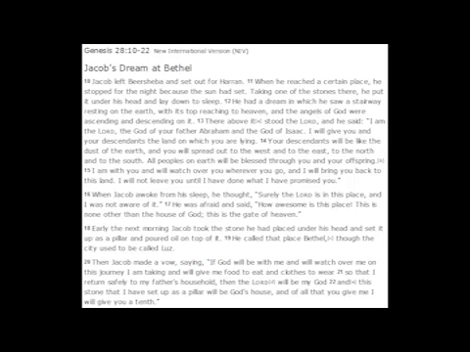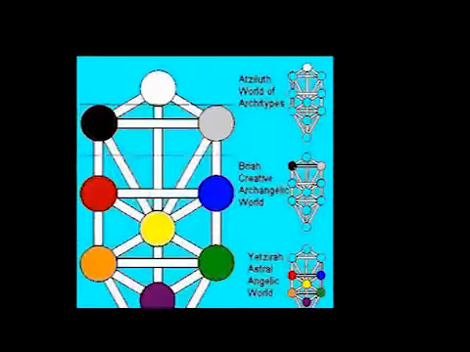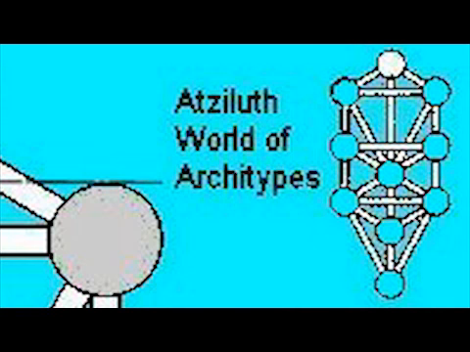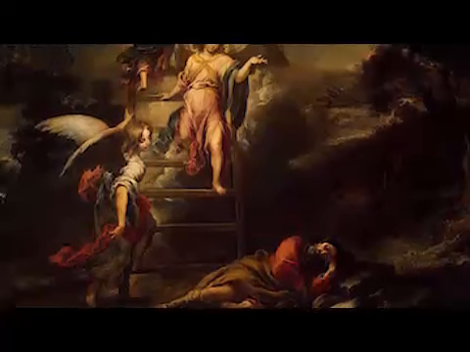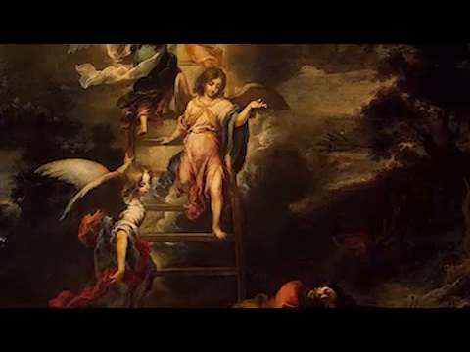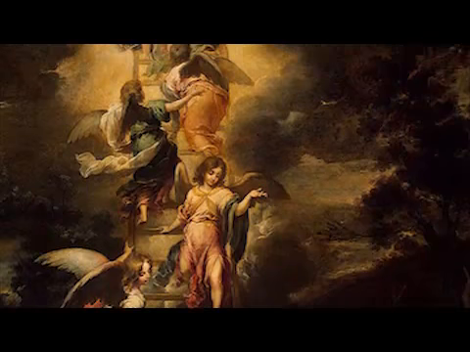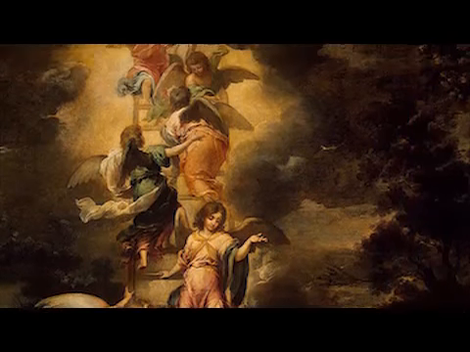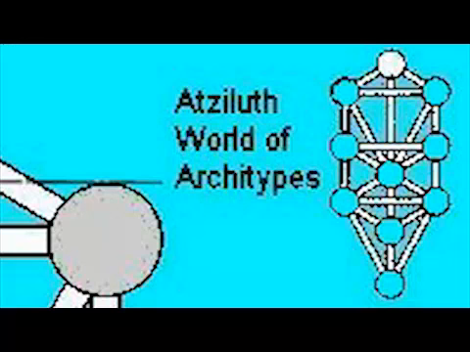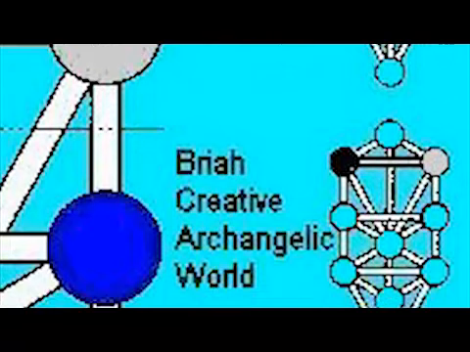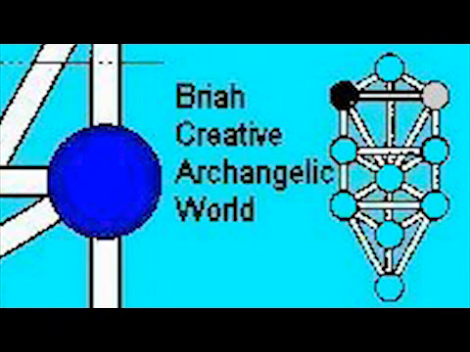This story can be broken down into 4 stages. The first is the world of Atziluth, the realm of the gods. The angels ascending and descending on the stairs represent the process of creation. Jacob's encounter with God gave him the inspiration to start creating something. When he awoke, he had a vague memory of the dream, but had a purpose.